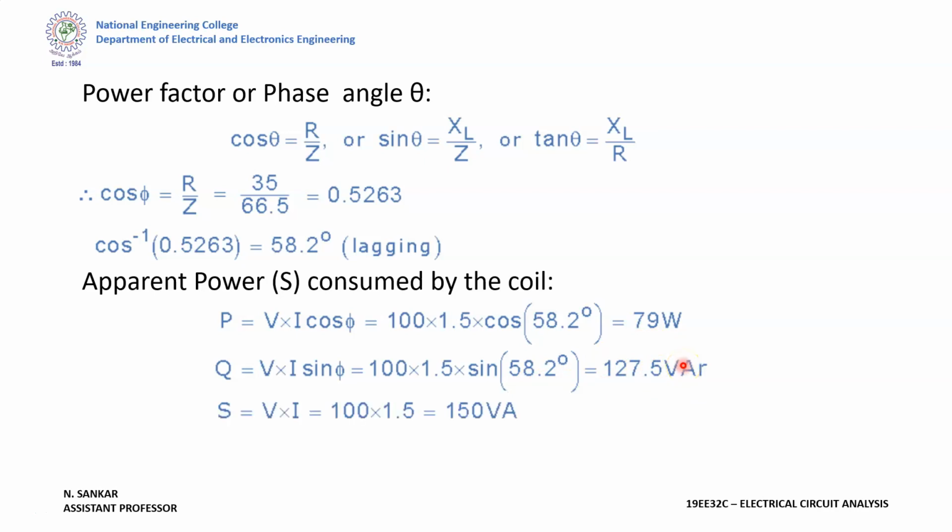So we have two formulas for S. One, S is equal to V into I, that is 100 into 1.5, which is equal to 150 volt ampere, or simply root of P square plus Q square, which will give the same answer. Since they asked directly for apparent power, it is enough if you go for S equal to V into I, instead of calculating P and Q and again taking the square root. That will be time consuming. Better go for S equal to V into I. If they ask for real and reactive power, then go for P and Q.